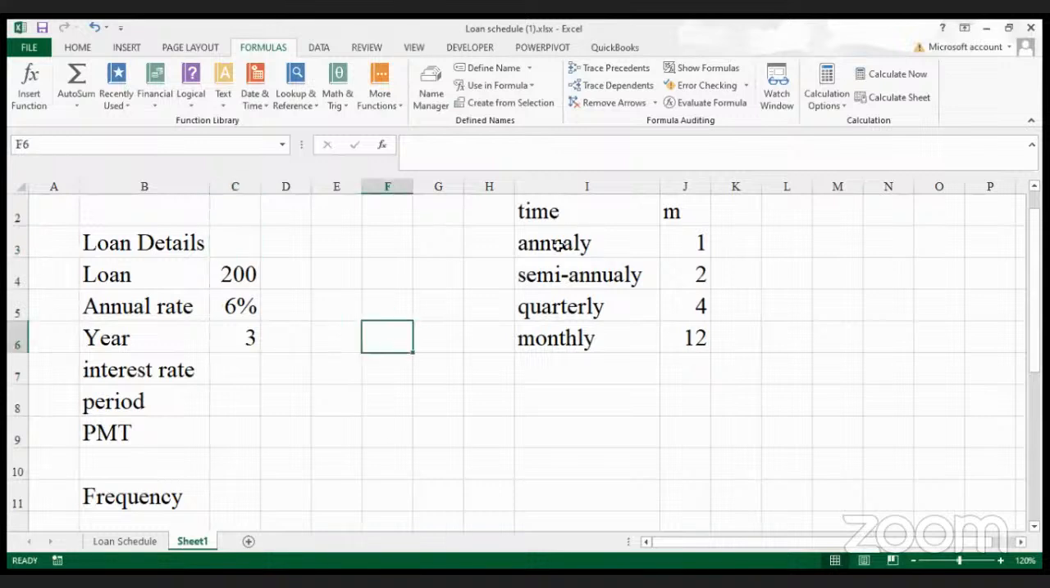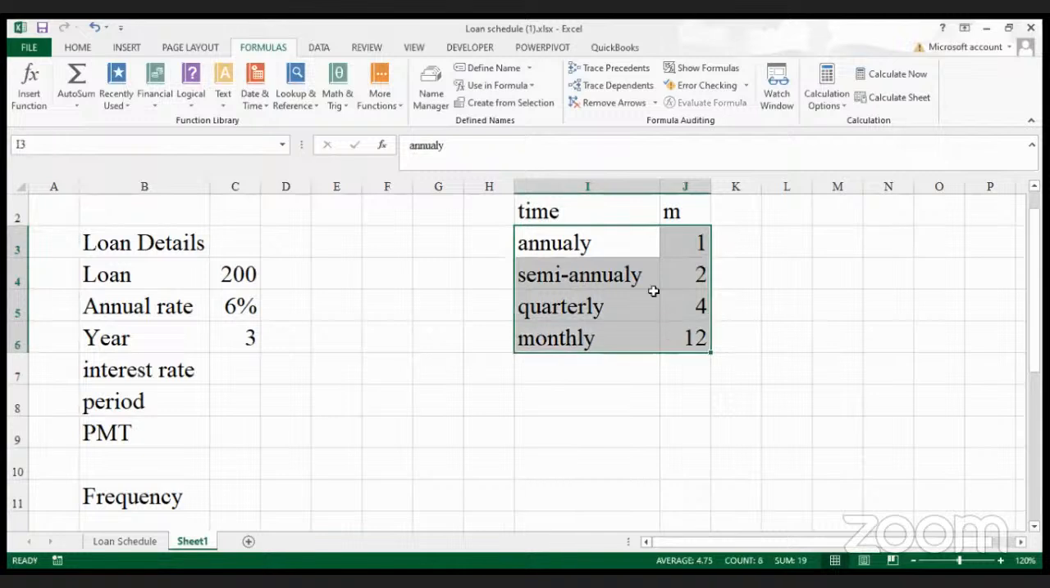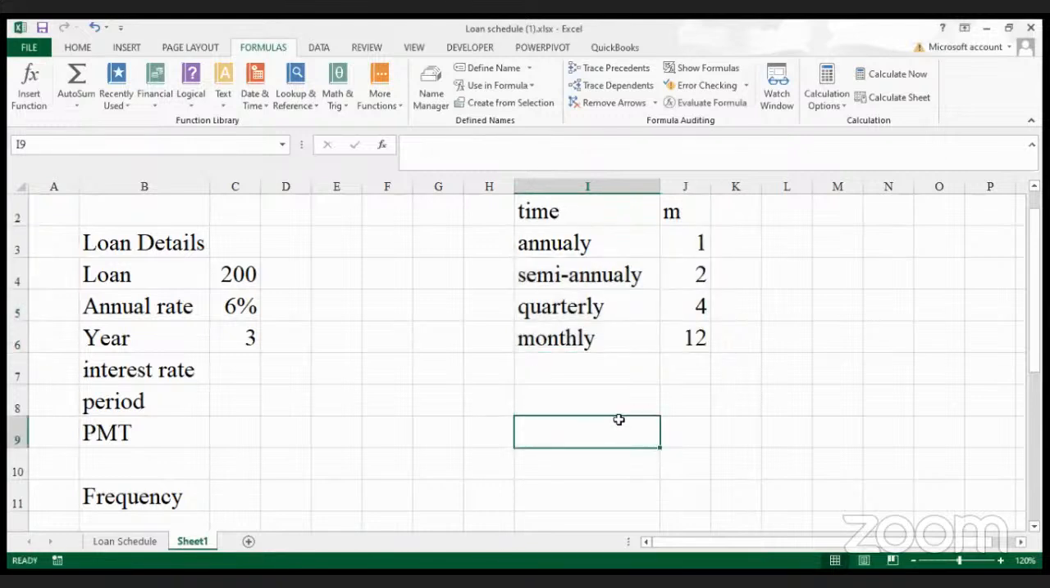You also come and do the same to these items here. Highlight this, move to Formulas, Create from Selection, then pick left. So having done that, you will be able to see now the names are being defined.